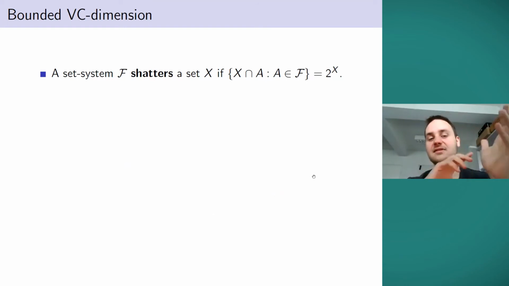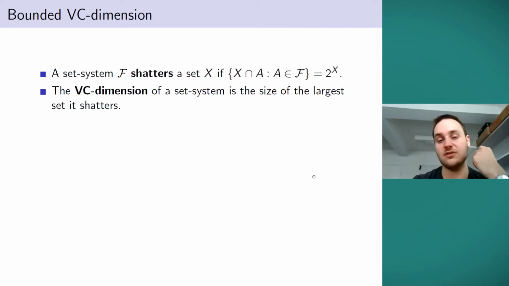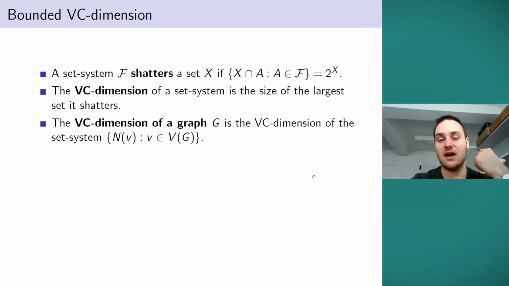We say that a set system shatters a set X if the projection of the set system onto this set X gives the family of all subsets of X. And then the VC dimension of the set system is just the size of the largest set which it shatters. And then the VC dimension of a graph is the VC dimension of the set system generated by the neighborhoods of the vertices. Or sometimes they define this by the dual VC dimension, but I don't want to complicate things. So this is roughly what we want.